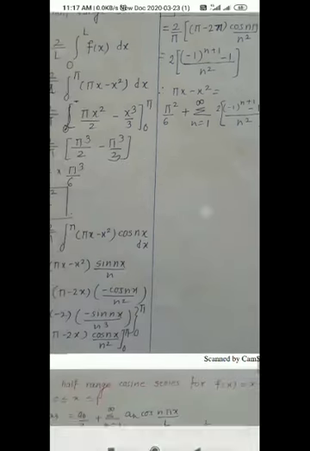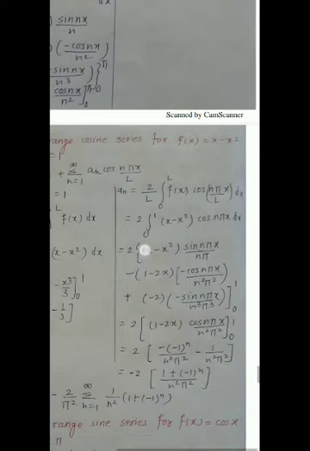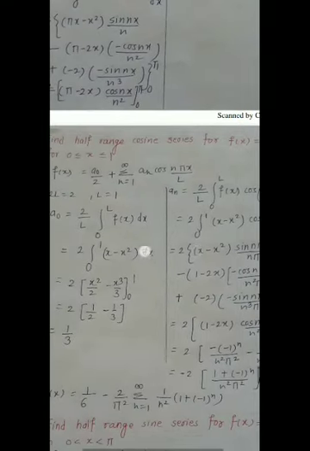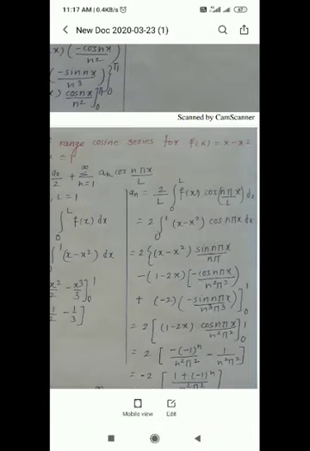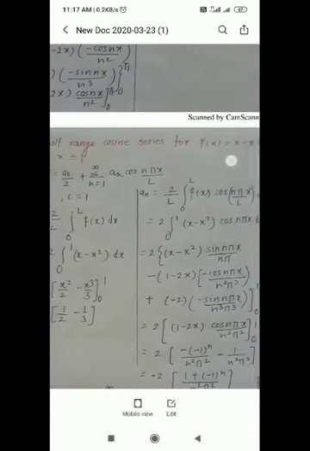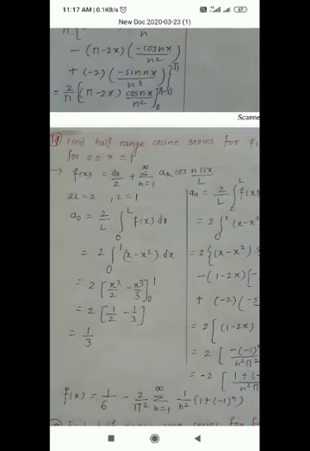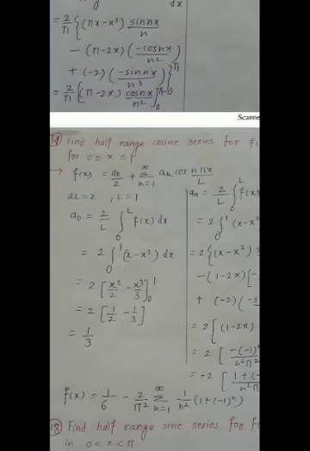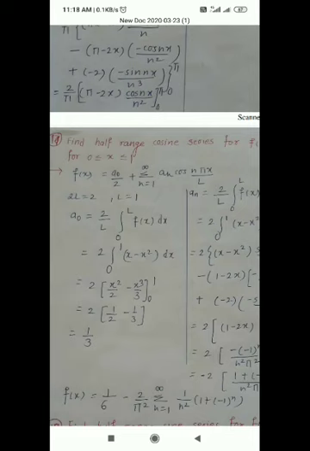Now next problem is find half range cosine series for f of x is equal to x minus x square in the interval 0 is less than equal to x is less than equal to 1. So problem is same as last problem, only pi x minus x square is there and interval was 0 to pi. Here interval is 0 to 1. So 0 to 1 means what is the value of L? L equal to 1. L is very important here. If you identify L, then no problem.